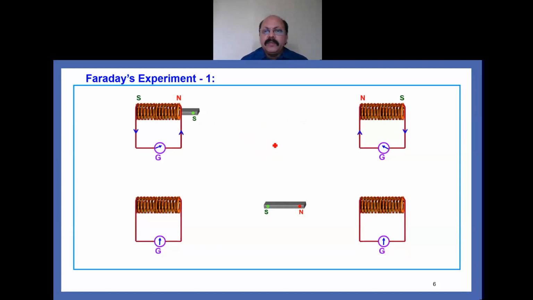See here. In the first case, the north pole of the magnet is moving towards the coil, and in the second case, the south pole of the magnet is moving towards the coil. Or you can say that with respect to this coil, in the first case the south pole is moving away from the coil, and here the north pole is moving away from the coil. So in both cases, you see that there is a deflection in the galvanometer and a current is induced in both the coils. So this is about an animation of Faraday's experiment 1.